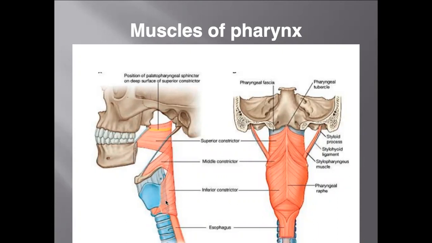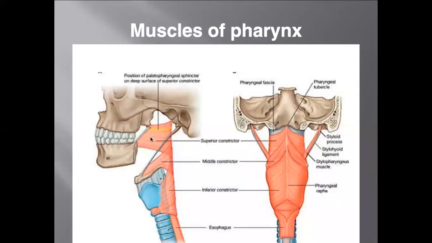So the inferior constrictor has two parts: the one coming from the thyroid and the other part from the cricoid. This is called the thyropharyngeus muscle and this is called the cricopharyngeus muscle. Both are part of the inferior constrictors. So this is the origin of all these muscles.